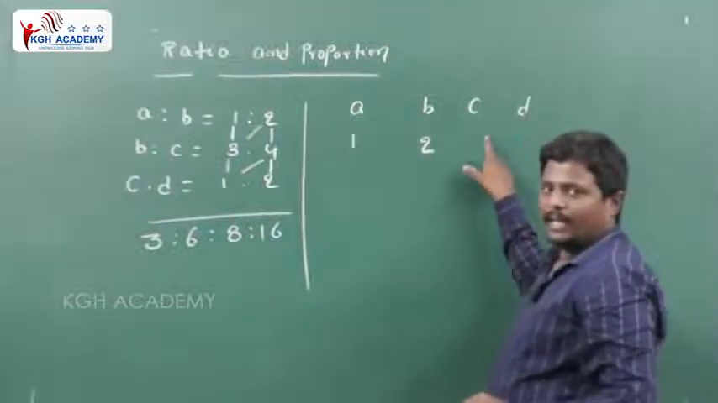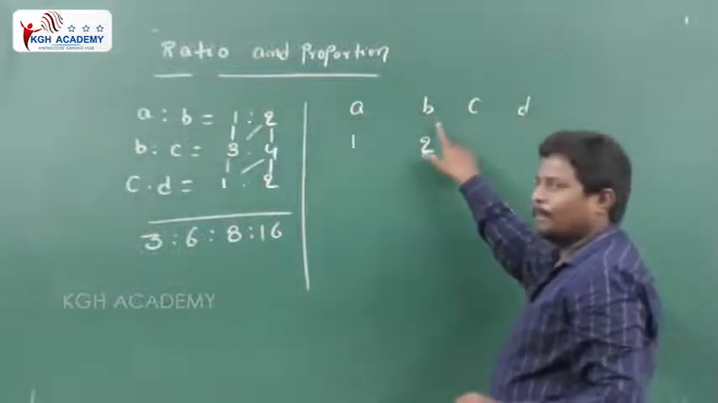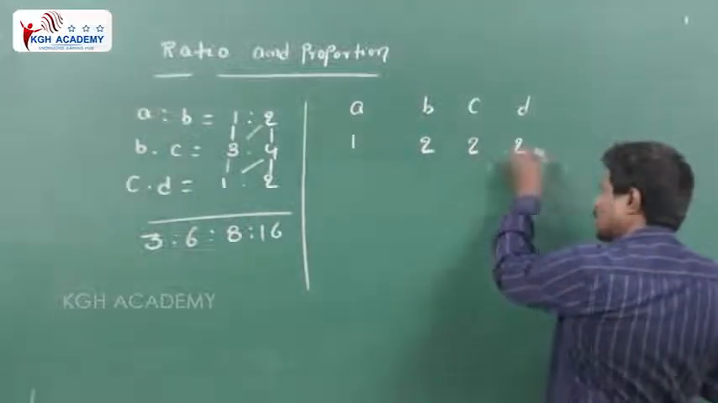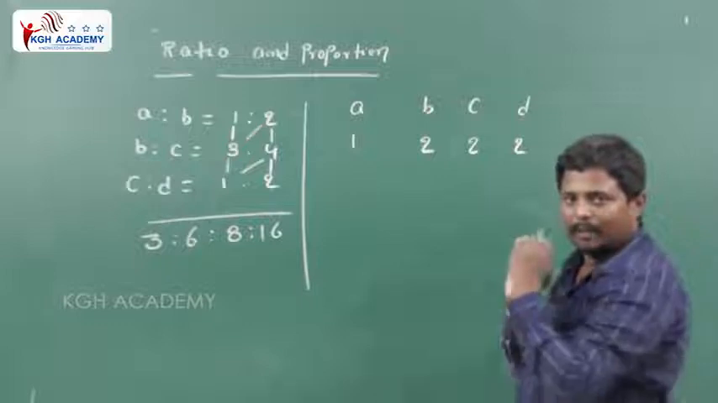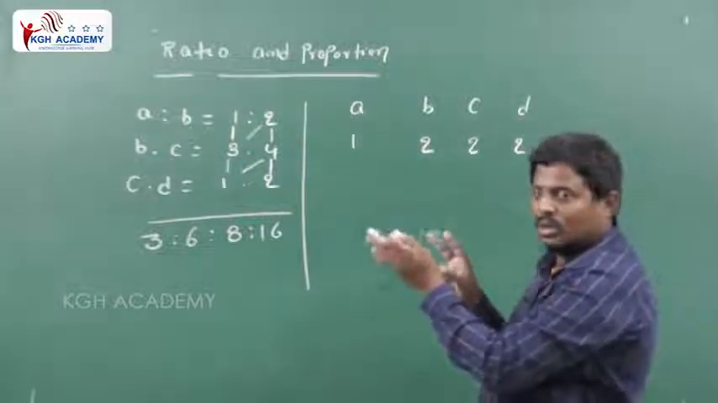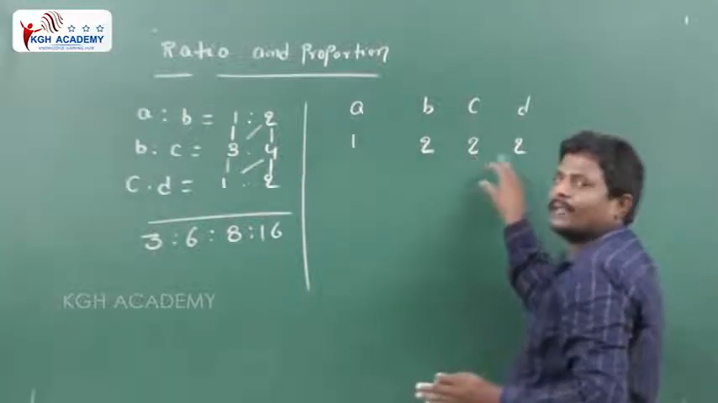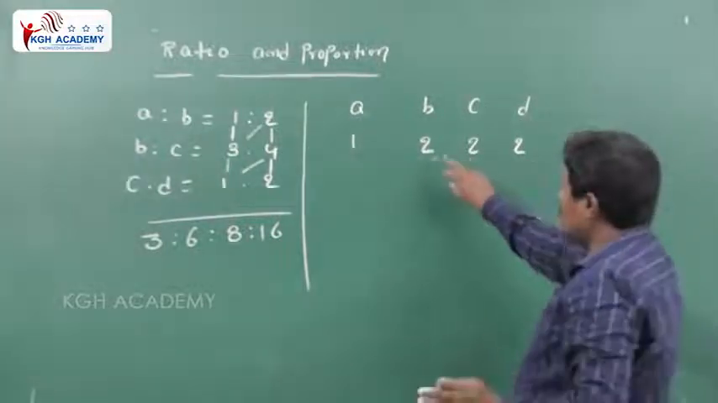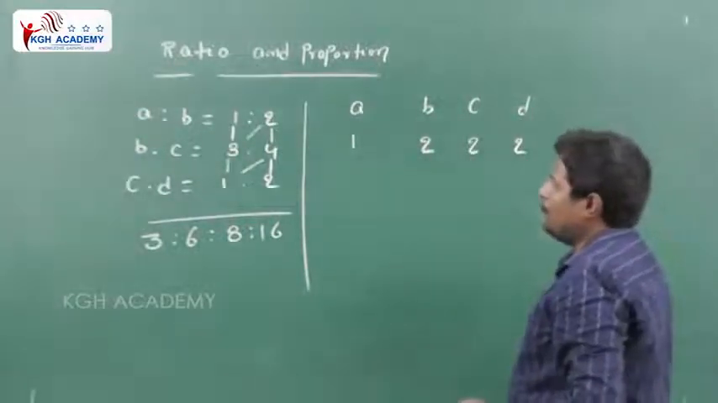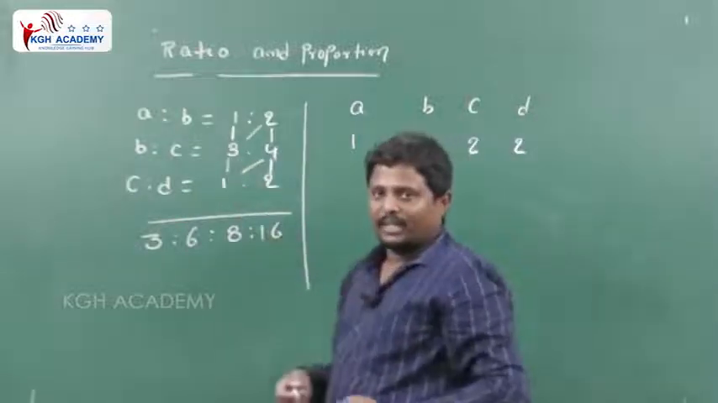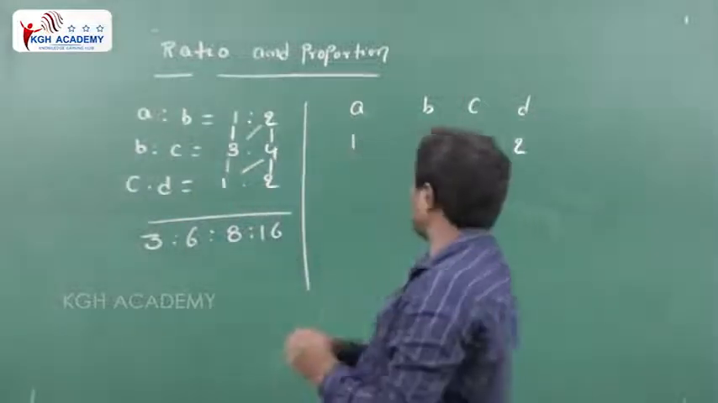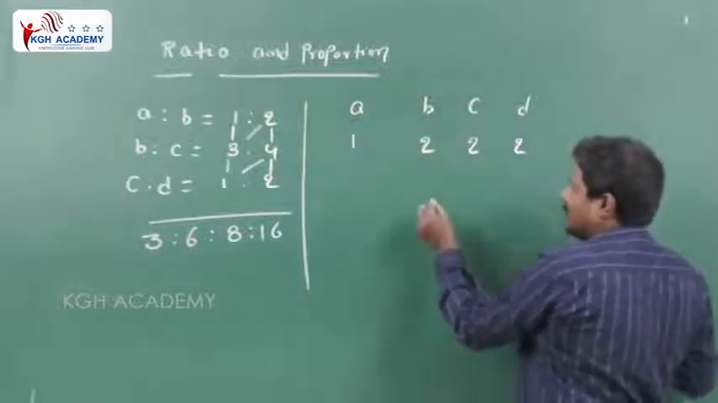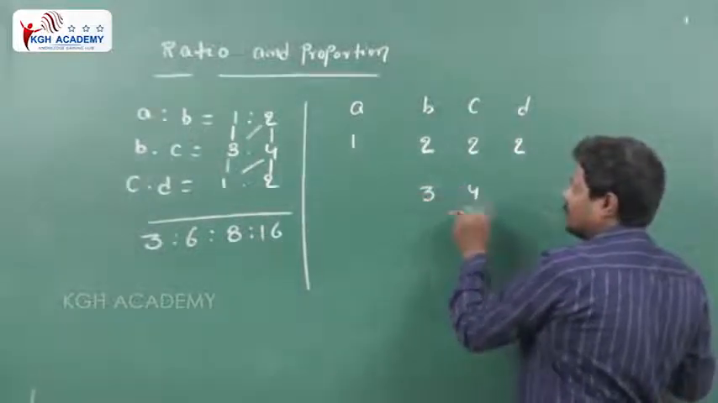Here we don't know the C value or the D value. What is the B value? 2. Just write 2 and 2. Let us suppose we assume C value and D value are also 2 and 2. So 1, 2, 2, 2. B is to C is nothing but 3 is to 4. This is the B column and this is the C column, that's why this is the 3 and this is the 4.